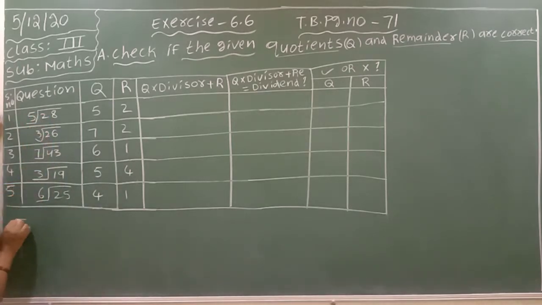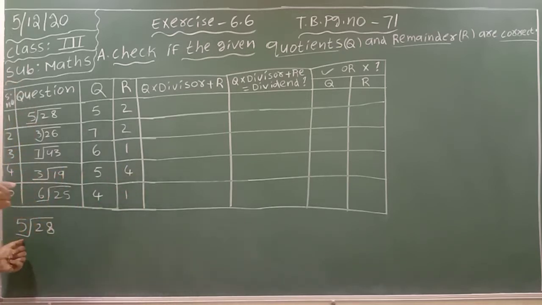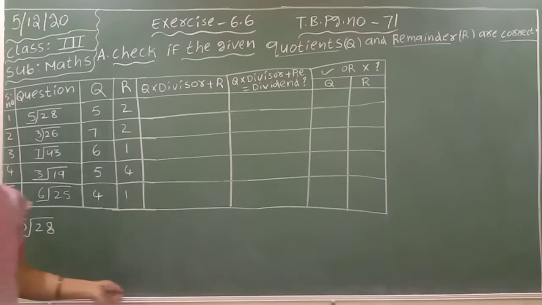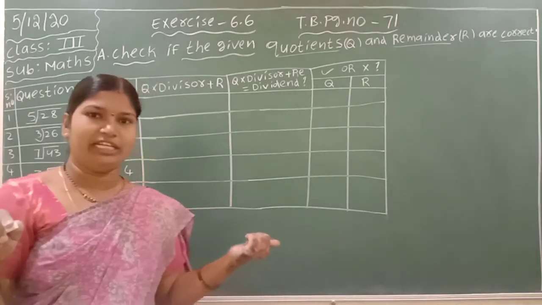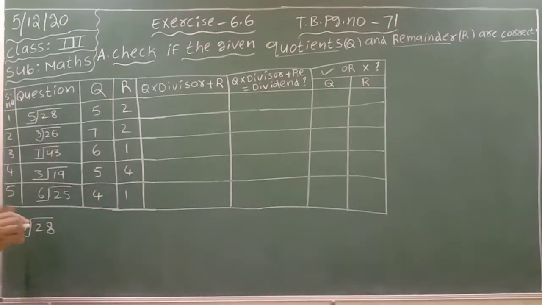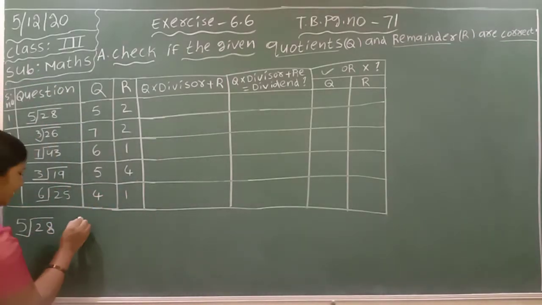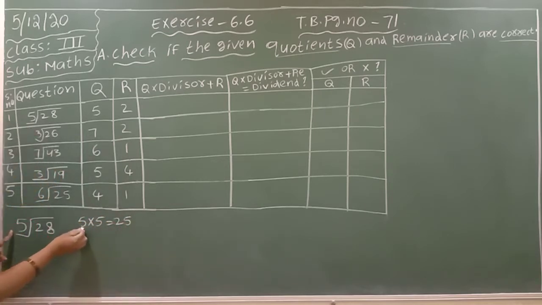First they give me 5 and 28. When we get divisions easily, it means you are perfect in tables, and the divisions become easy. Read the 5 table to find 28. 5 1 is 5, 5 2 is 10, 5 3 is 15, 5 4 is 20, 5 5 is 25, 5 6 is 30. Here we are getting 5 5s are 25. This 5 they already gave; you have to write this 5 down as the quotient. This 25 you write down in the answer.